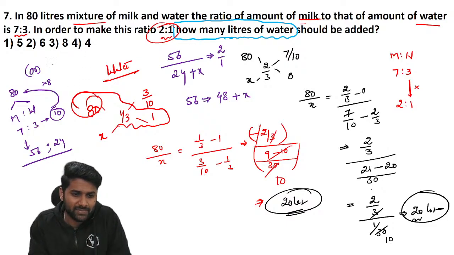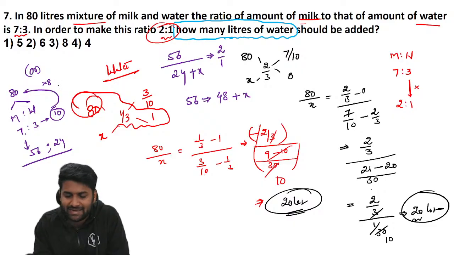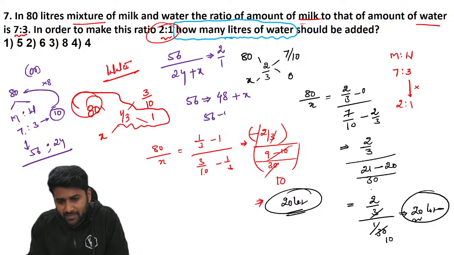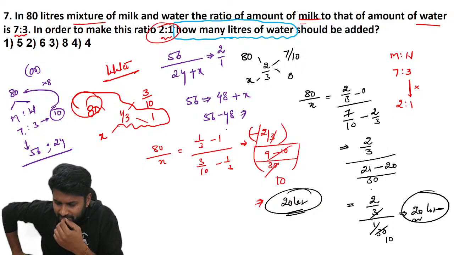So we are separating that information. 7 is to 3 is all about 10 units. 10 become 80, 8 times. So 7 into 8, 56 and 3 into 8, 24. That is the initial value, 56 and 24. And in order to make the ratio of 2 is to 1, so 2 units of milk and 1 unit of water. So here the question, how many liters of water should be added. So find the value here. 56 minus 48. We will get the different values.